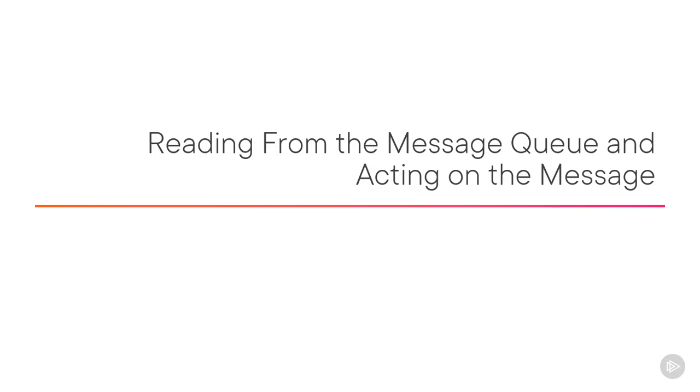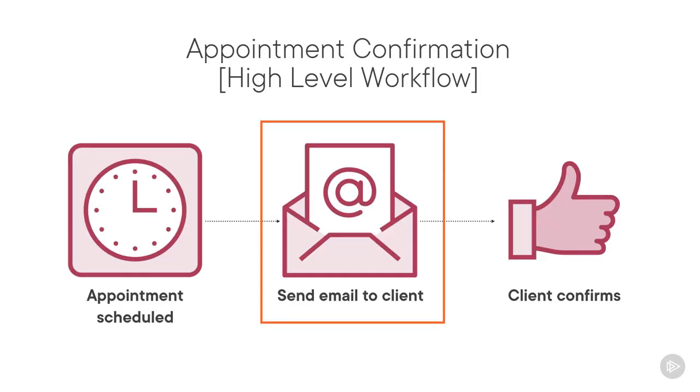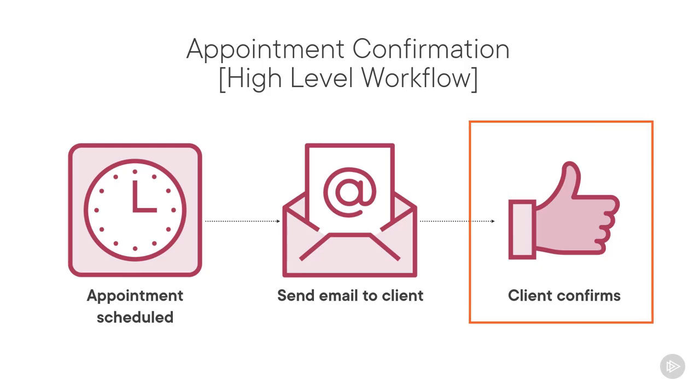Now that the message is waiting in the message queue, it's time to read the message and act on it. And acting on it is the next step in our workflow, sending an email to the client to let them know about the appointment they've just scheduled. We can't do this easily from our scheduler application because we need for the user to be able to click on a link that specifies that they want to confirm their appointment. So it needs to be publicly accessible.